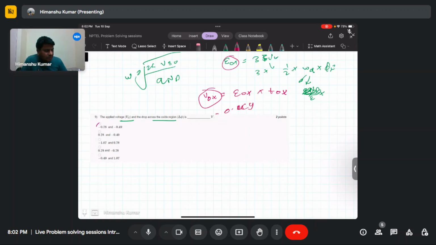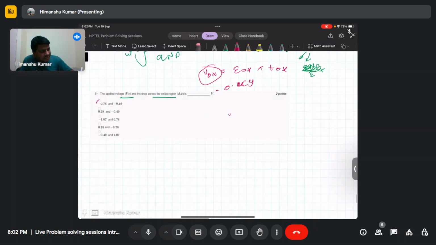To calculate the gate voltage you need to add V aux plus Vsi. Vsi is minus 0.29 plus 0.49. You will see around minus 0.7. So the correct answer will be this first one, and that is the correct answer.